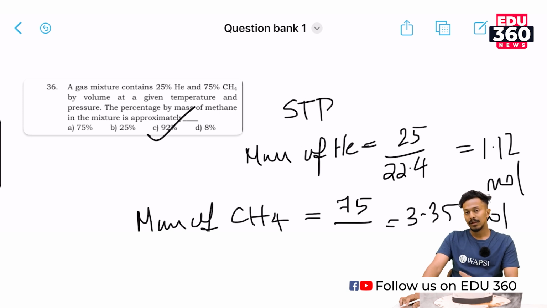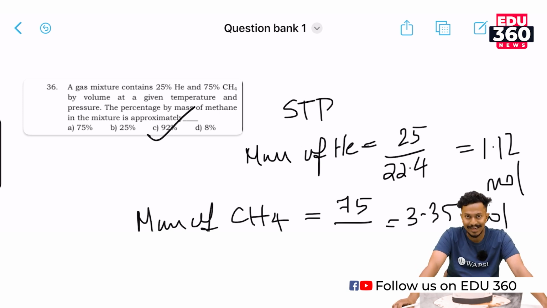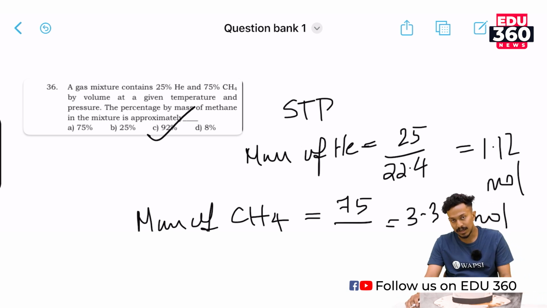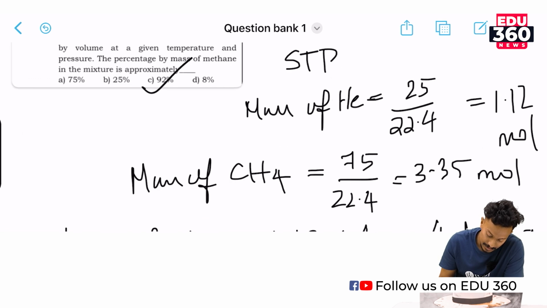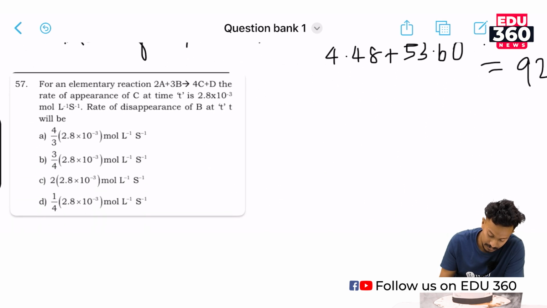We have discussed the mass percentage and determining the number of moles. We do know that at standard temperature we have 22.4 liter, so we could easily determine the number of moles in a given gas. By that number of moles we could also find the mass of helium present, and with that mass we could also find out the mass percentage, right? So the option would be 92%. We'll move on to our next question.